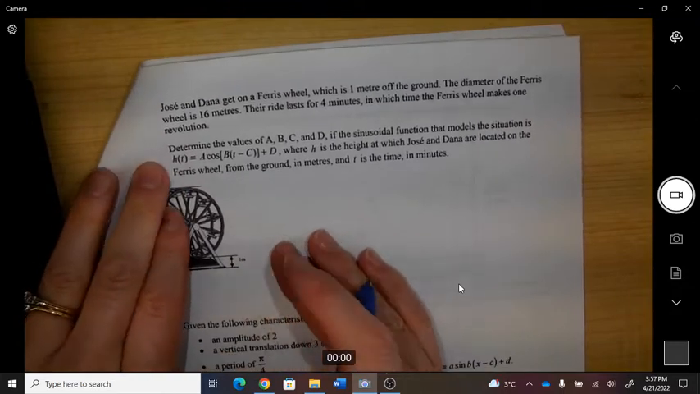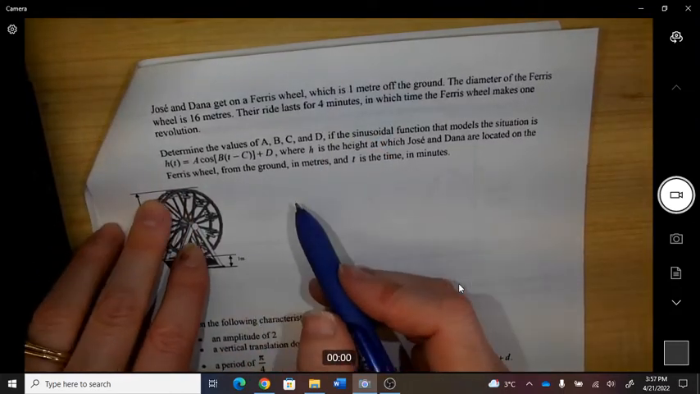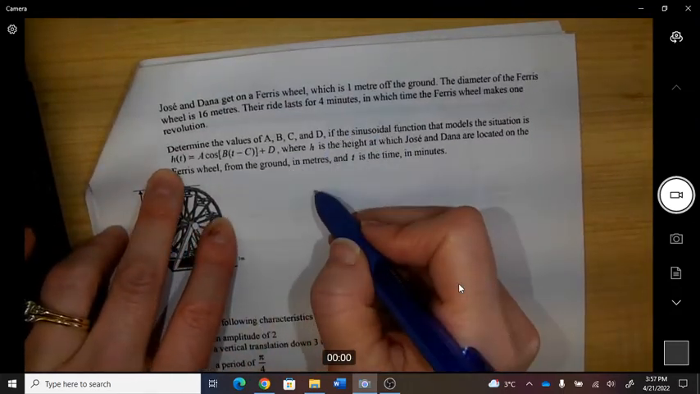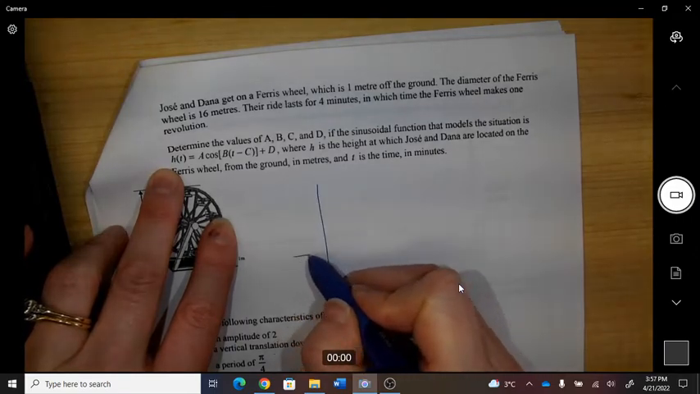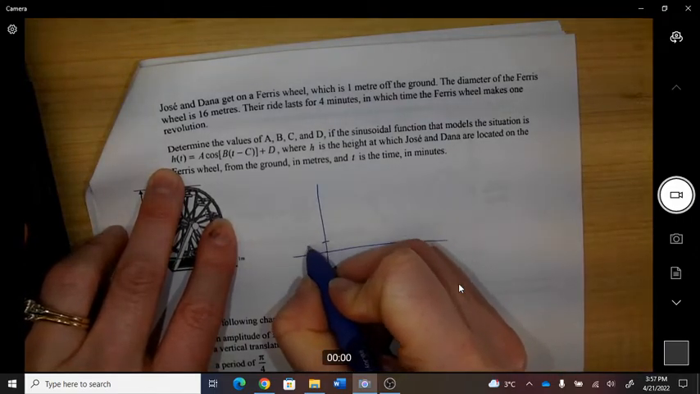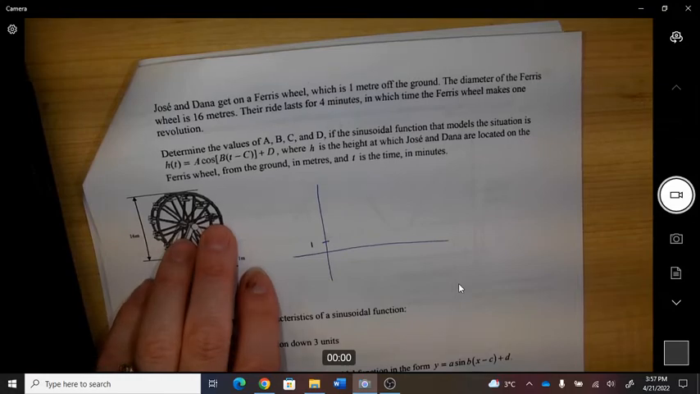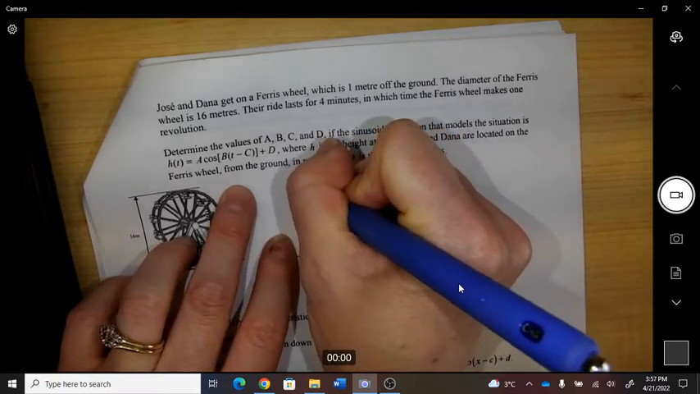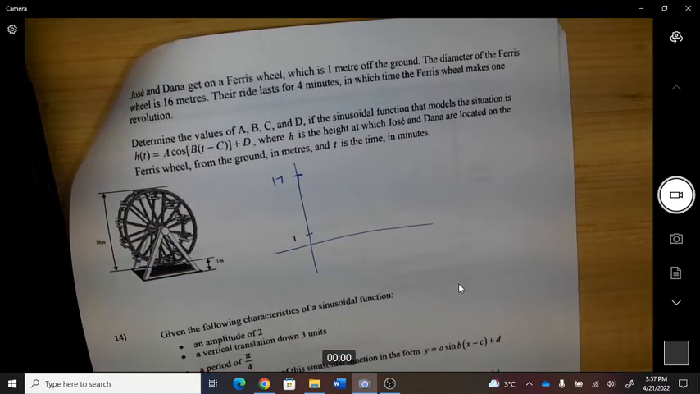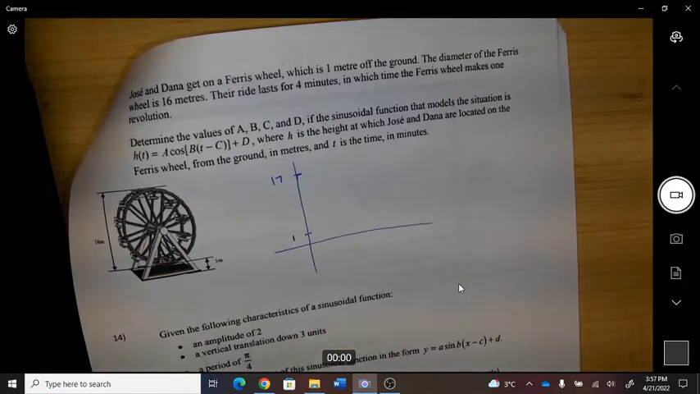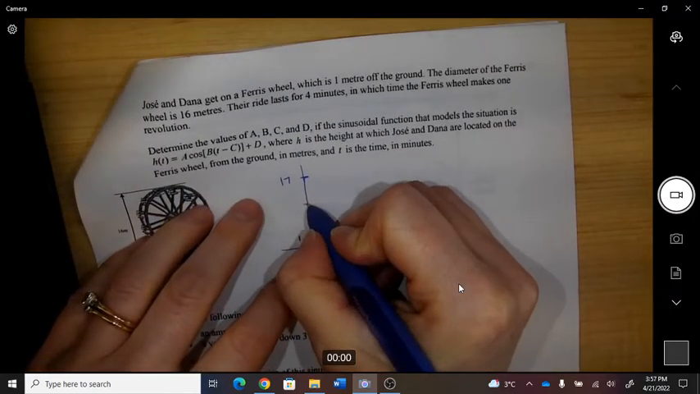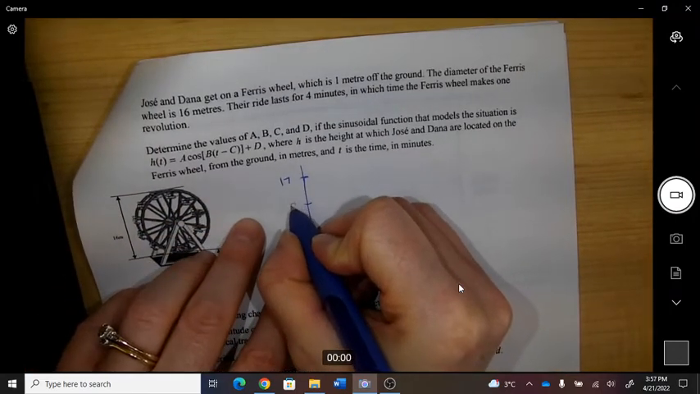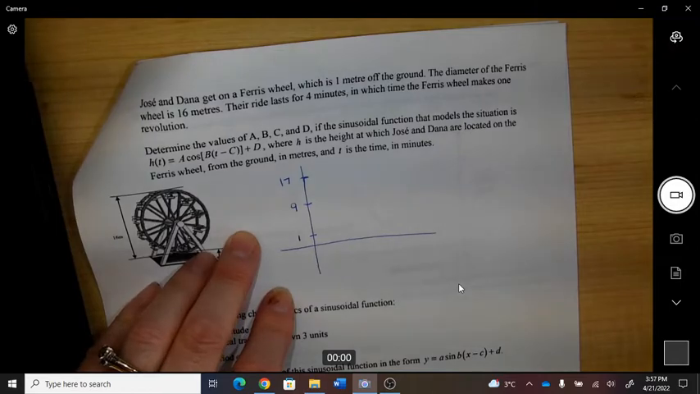Okay, so this is the Ferris wheel. It's 1 meter off the ground, and the diameter is 16. The ride lasts for 4 minutes. So 1 is going to be the lowest, and if the diameter is 16, it means that I'll be 17 off the ground when I'm actually at the top, which means my middle height would be 9.